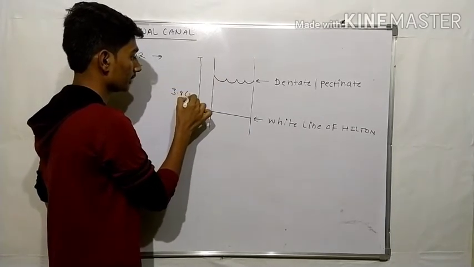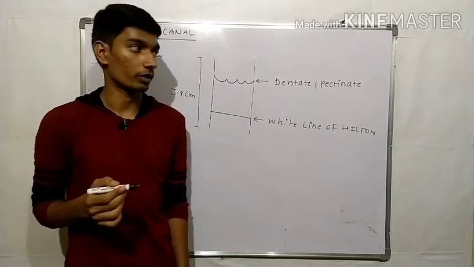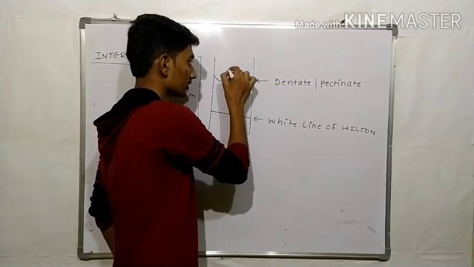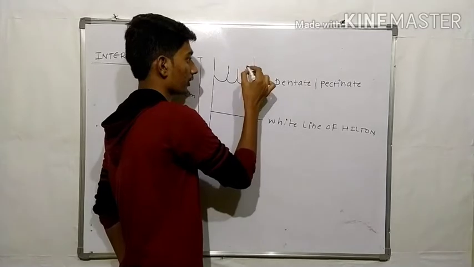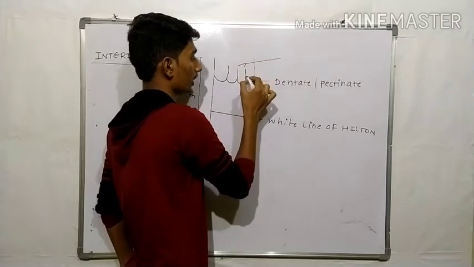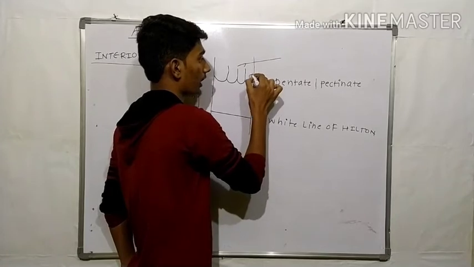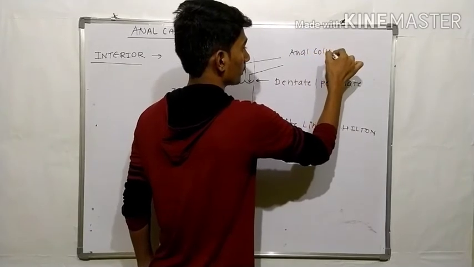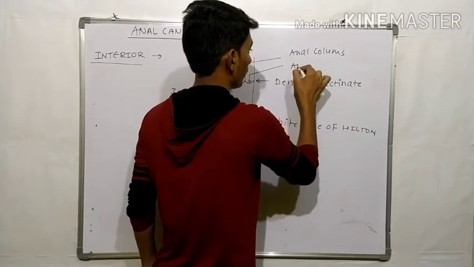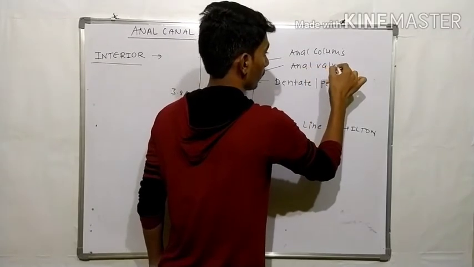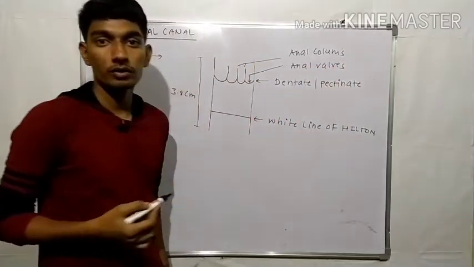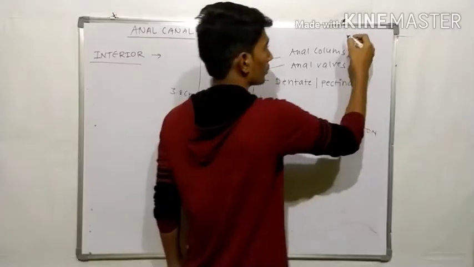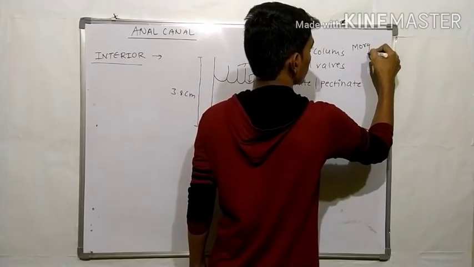3.8 centimeter long. The part above, these structures are anal columns. These are anal columns, and these are anal valves. Anal columns and anal valves. Anal columns or columns of Morgagni. Anal valves are walls of Morgagni, also called Morgagnes.